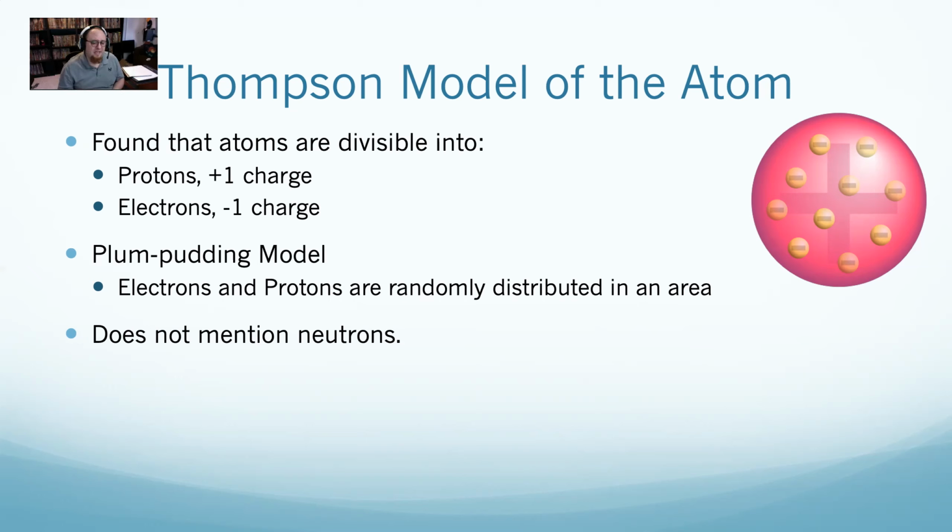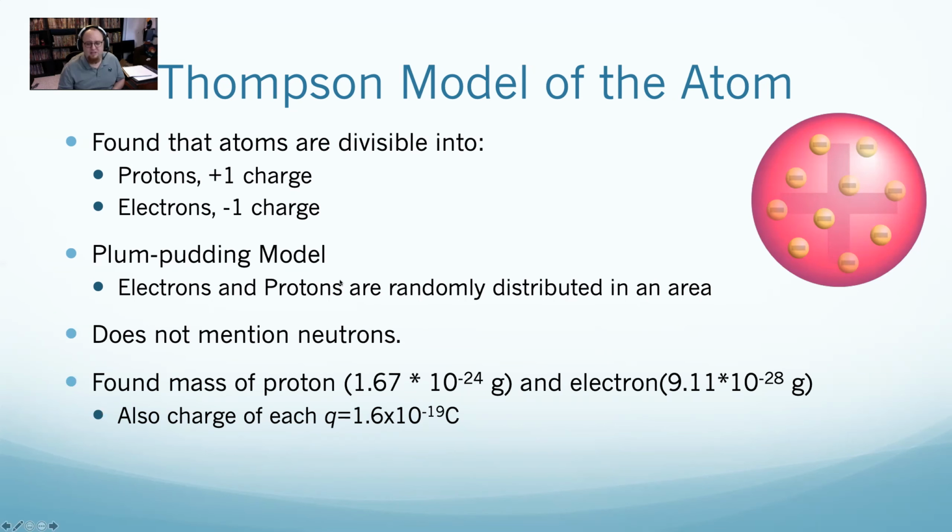And what he said is that since a proton has a lot more mass than an electron, he was able to figure out the mass of a proton was 1.67 times 10 to the negative 24th grams, and an electron was 9.11 times 10 to the negative 28 grams. Since a proton is so much heavier than an electron, he said the model of the atom is what is commonly called the plum pudding model. Now, I've personally never had plum pudding, but what I gather from this model is that it's kind of a gelatinous goop with hard hunks in it. And that's what he said the model was.